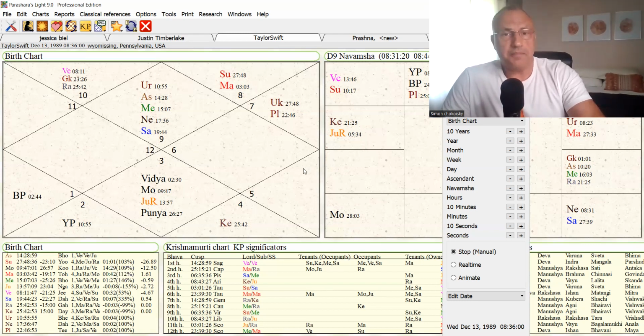So let's take a look at another chart here. This is the chart of Taylor Swift. This is a chart with so many yogas, your head will begin to swim.